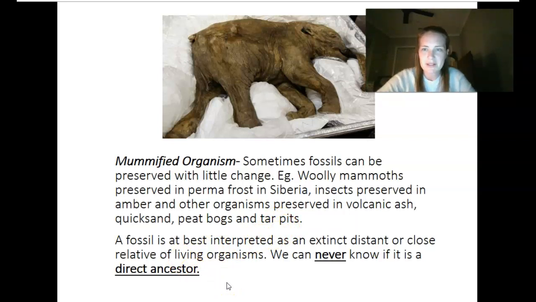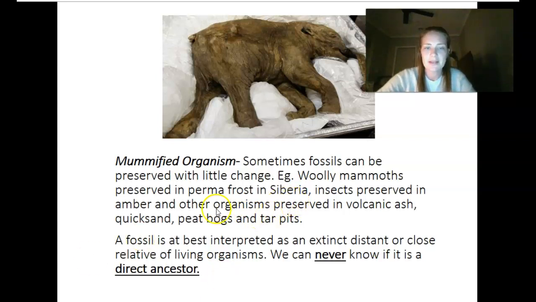One important thing that I've picked up along the way and is worth noting is this point down here. A fossil is best interpreted as an extinct, distant, or close relative of living organisms. We can never know if it is a direct ancestor. So when we come to talk about phylogenetic trees, we never label an organism as being a direct ancestor of an existing organism. The best we can do is call it a close relative. We can't say that something evolved from something. We say that they shared a common ancestor.